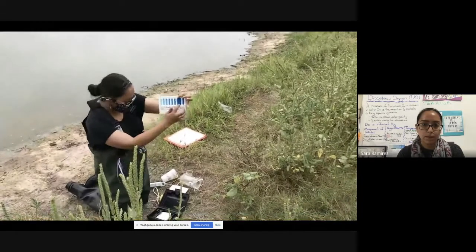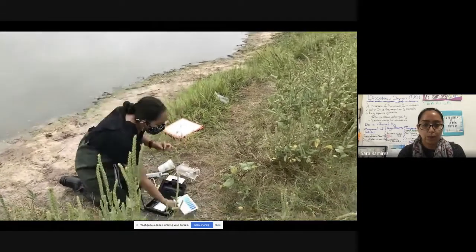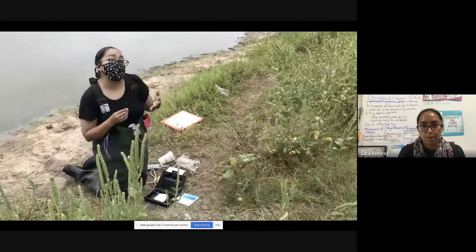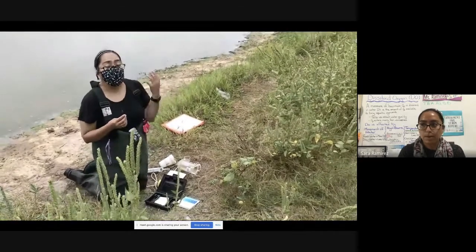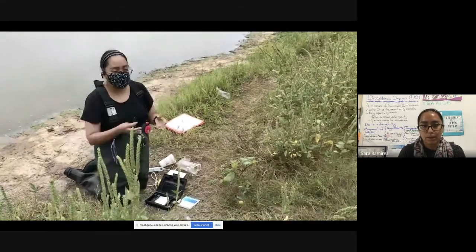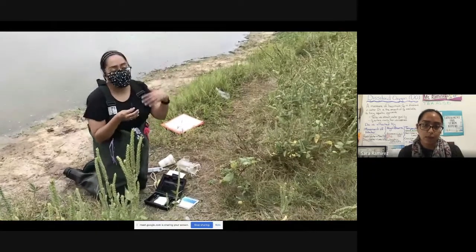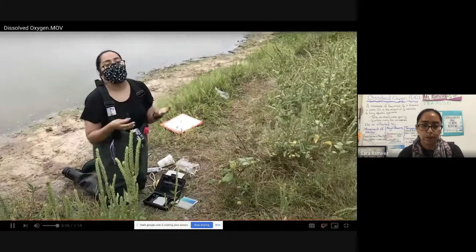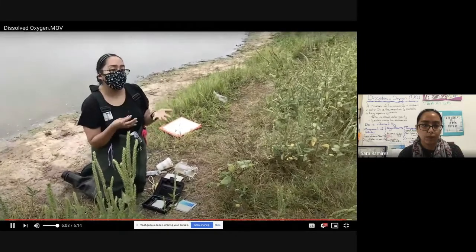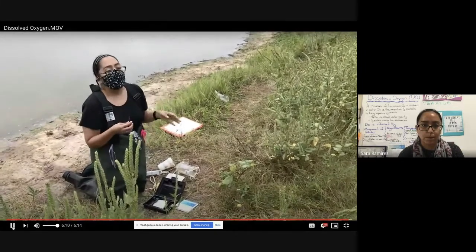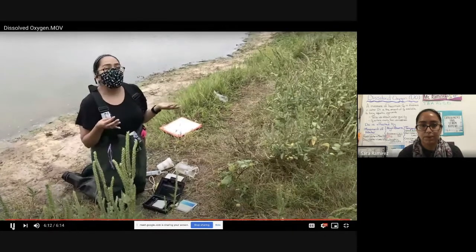So that's dissolved oxygen. Now our dissolved oxygen can actually change based on temperature. So typically the colder it is, the more oxygen a water body can hold. And the hotter it is, the less dissolved oxygen that a water body can hold. So temperature also plays a role in dissolved oxygen too. And that's all I have for dissolved oxygen.